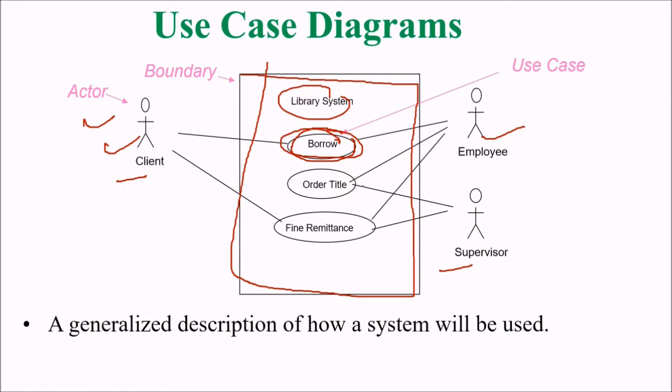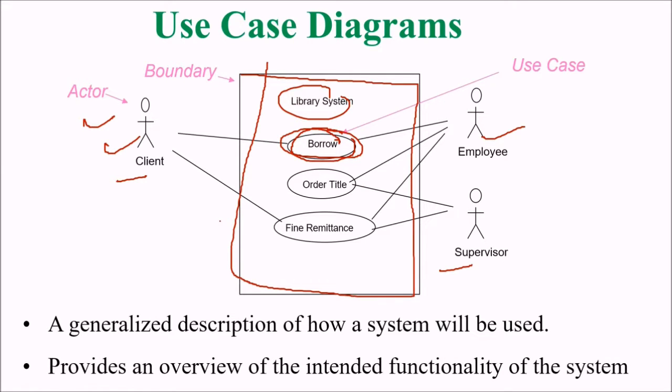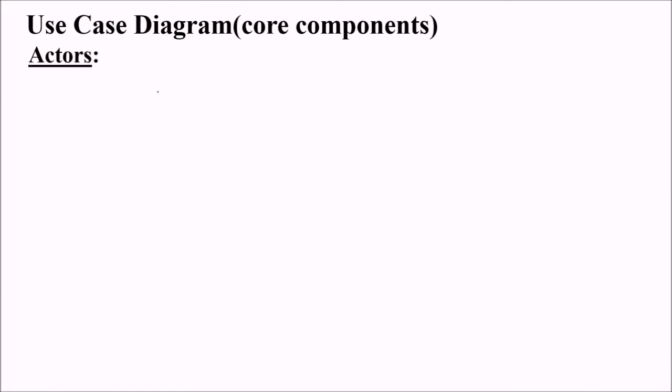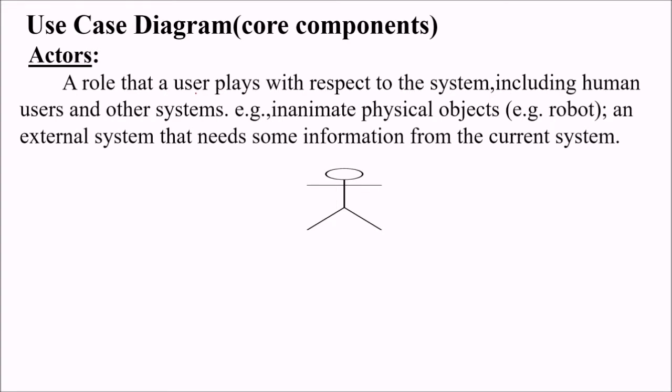So this is a generalized description of how a system will be used, and it provides an overview of the intended facility or functionality which is required by the actor and the intended functionality which is to be in the system. In the use case diagram, we saw the core components. First of all, the actor: the role that a user plays with respect to the system, which may include a human user, who may be a he or she, or a system. That is, inanimate physical objects like a robot, or an external system that needs some information from the current system.